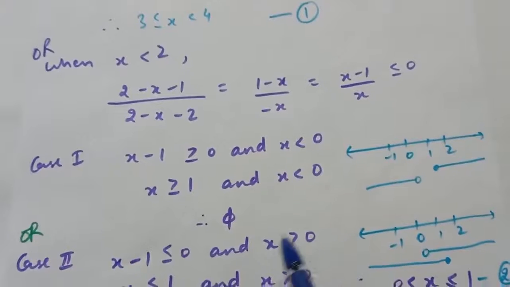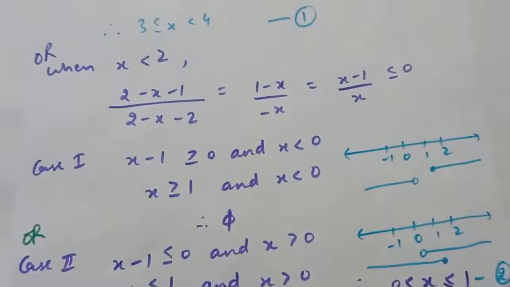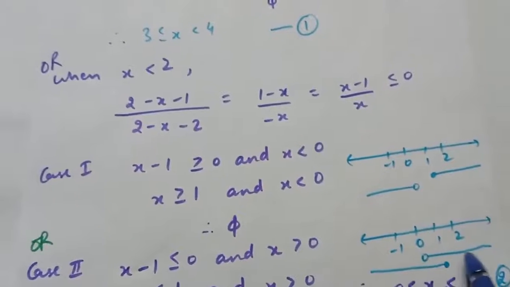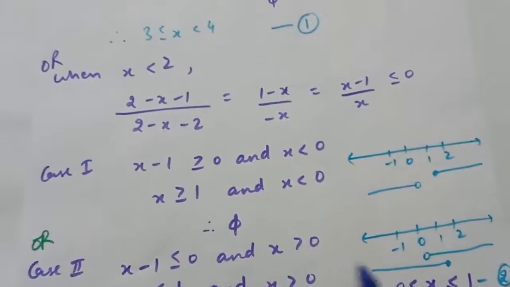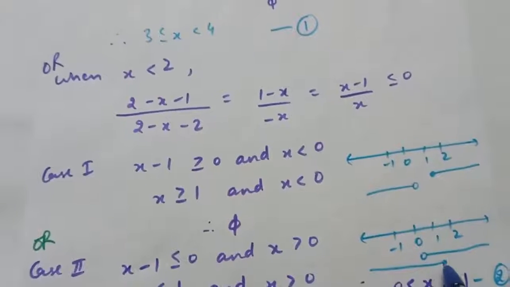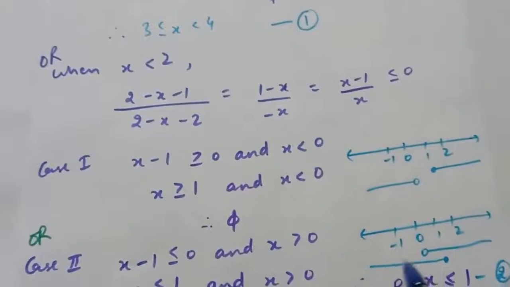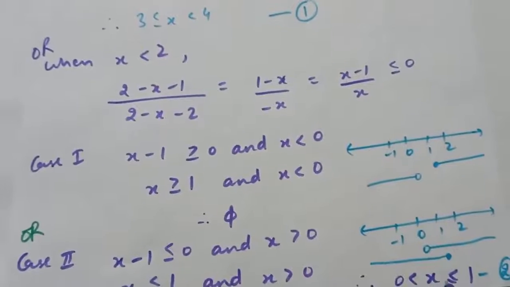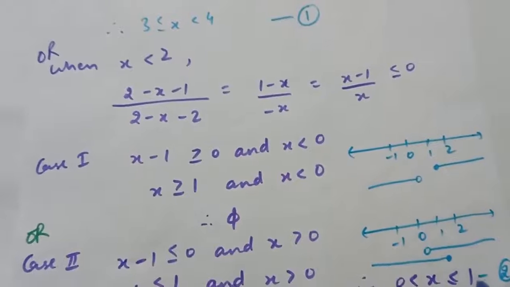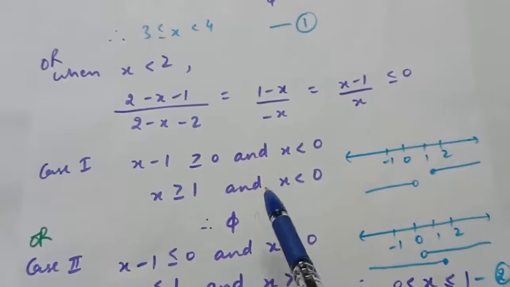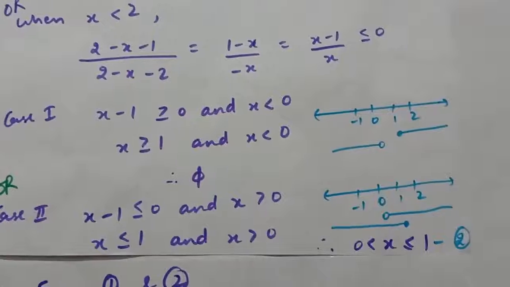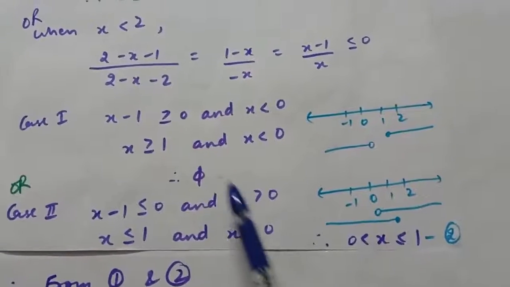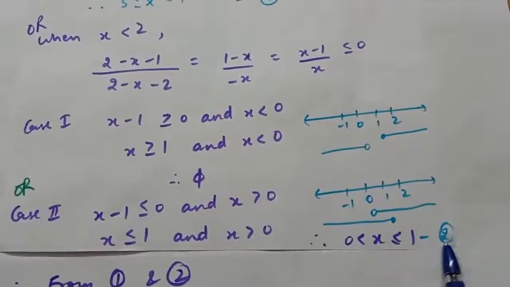Now case second will be x minus 1 less than or equal to 0 and x greater than 0. So this will be x less than or equal to 1 and x greater than 0. So x greater than 0 and x less than or equal to 1 means a filled circle at 1 and less than 1. So we can see the intersection is x greater than 0 and less than or equal to 1. So now for case 2, the solution will be the union of these two, which will be this only, and let this be 2.